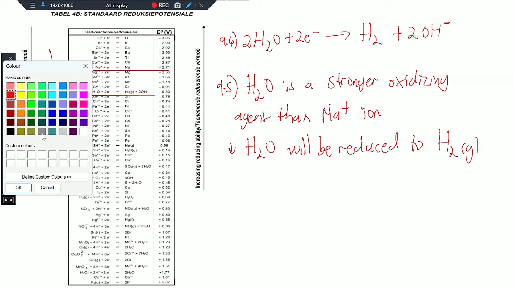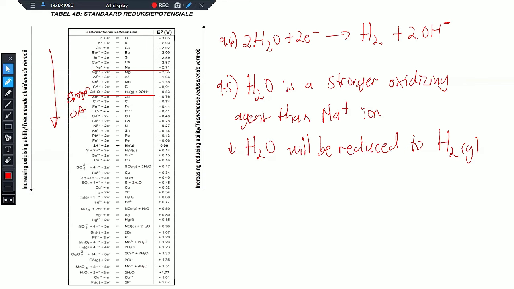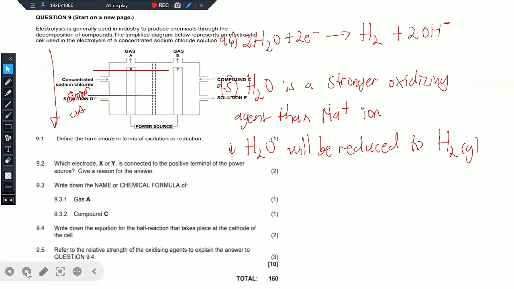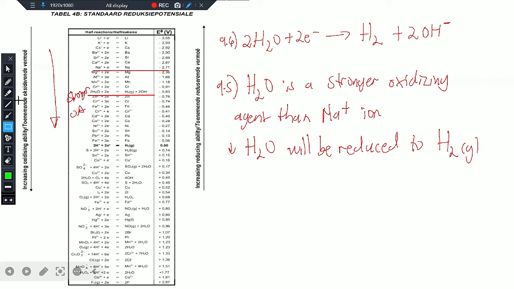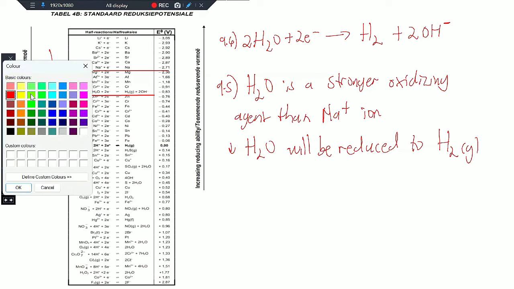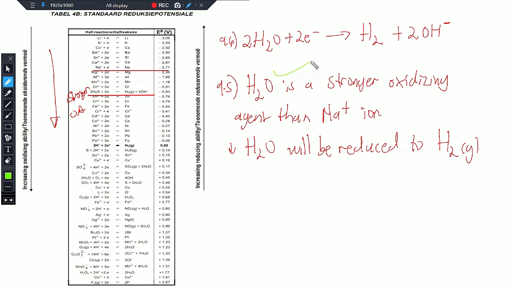Now, we already know how marks are awarded there. So how many marks is that one? 3 marks. So usually they give 2 marks for having to compare here. Just to tell us H2O is a stronger oxidizing agent than Na+ should be a mark. And then having to conclude that therefore H2O will be reduced to H2, that's a mark. So that's how you were supposed to go about answering those questions.